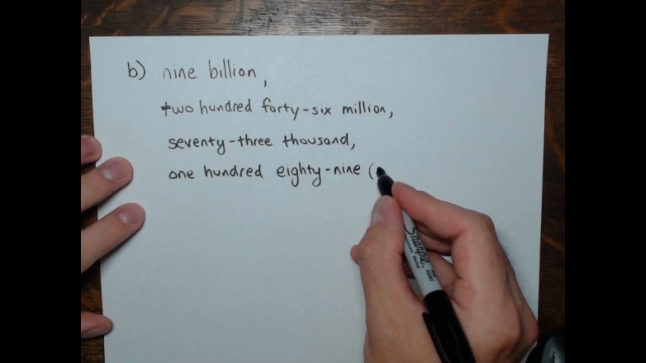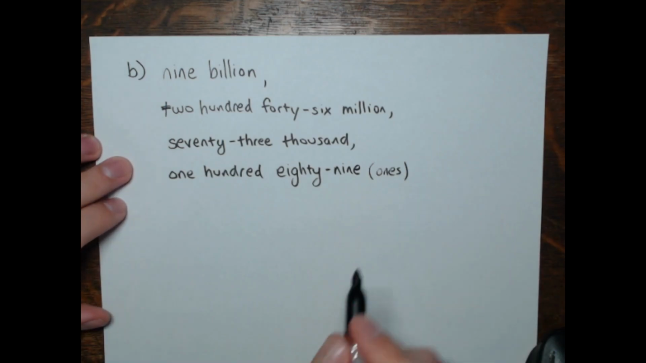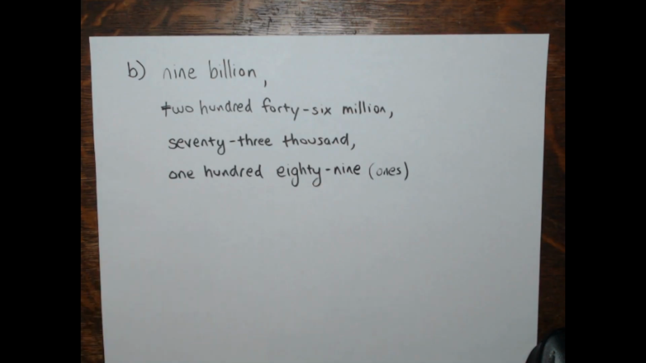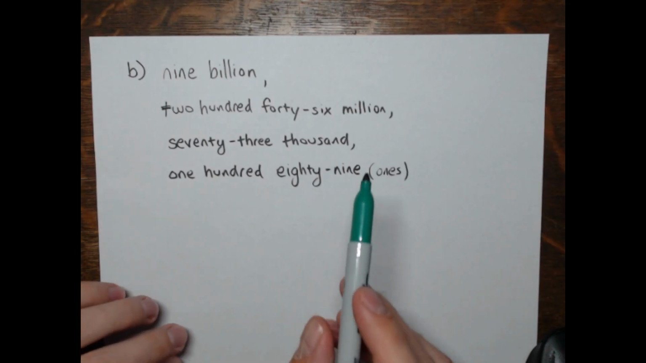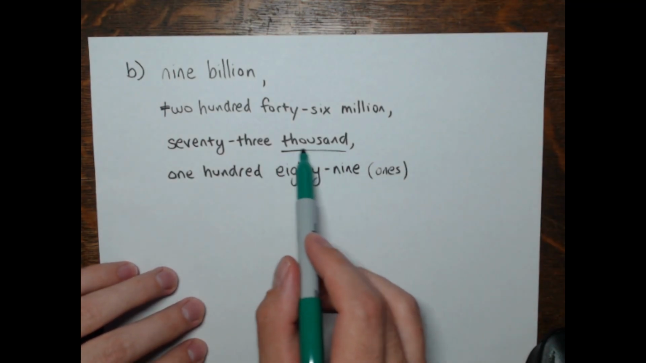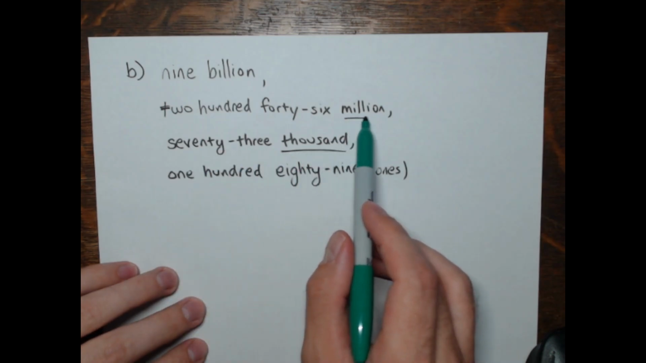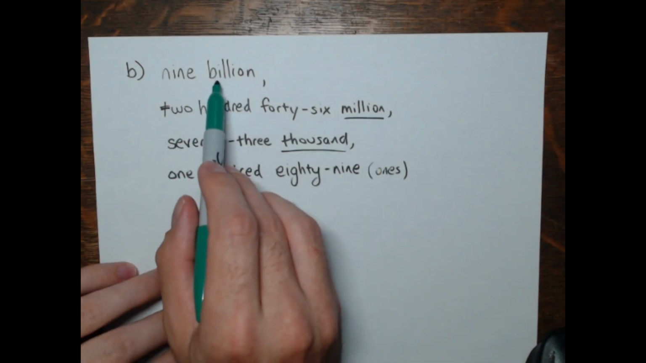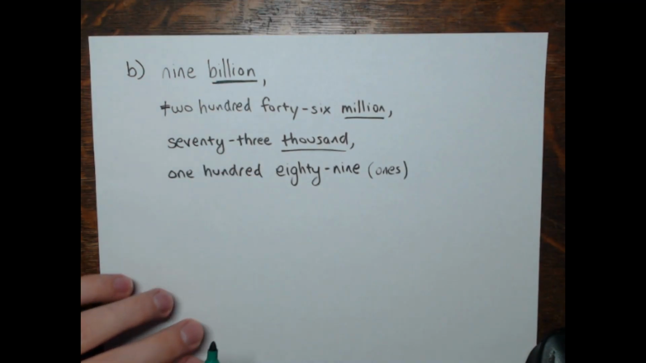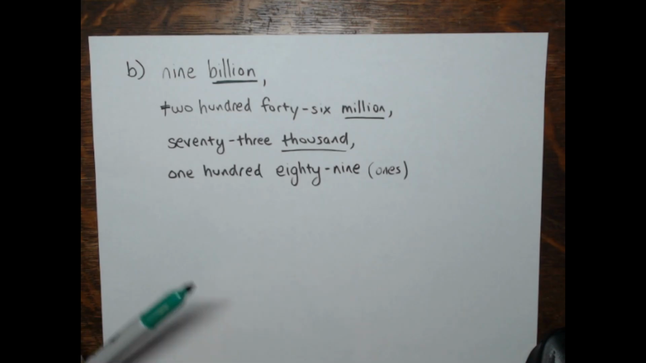And again, that would be the ones, right? They don't mention it, they don't write it, but those are the ones in the ones period. And you have numbers in the thousand period, numbers in the millions period, and now we're also going to have some digits in the billions period.